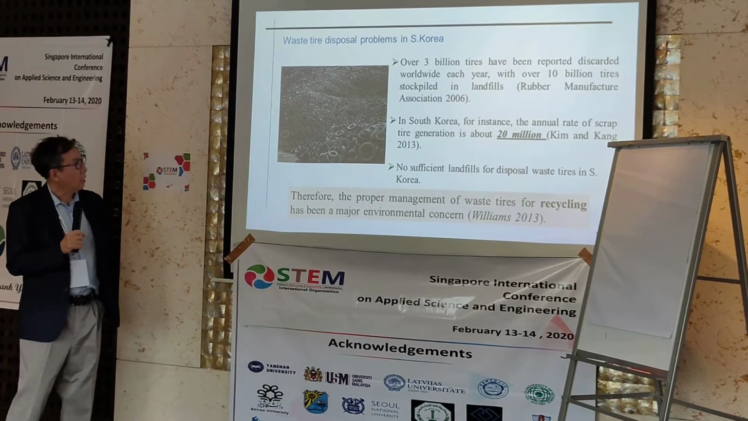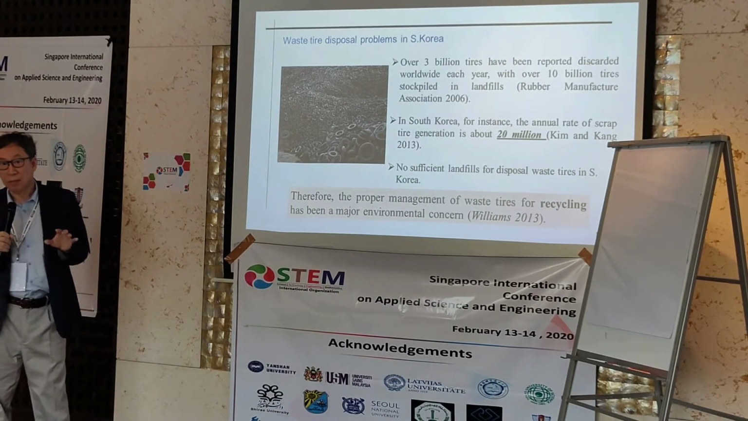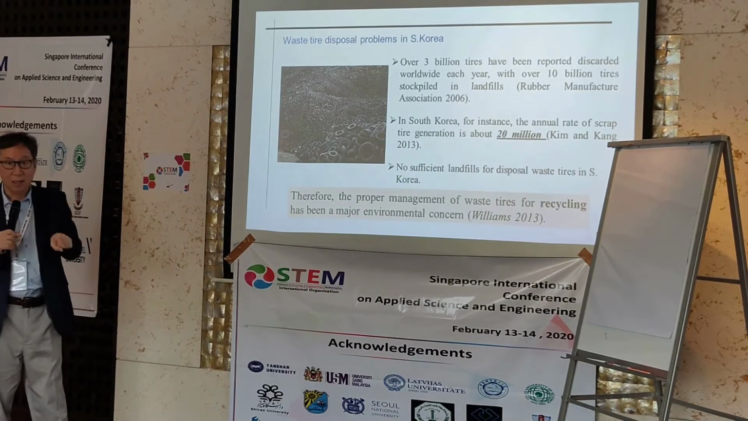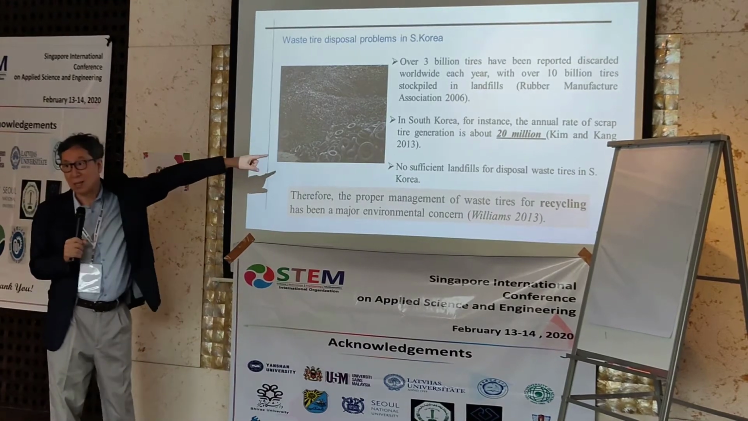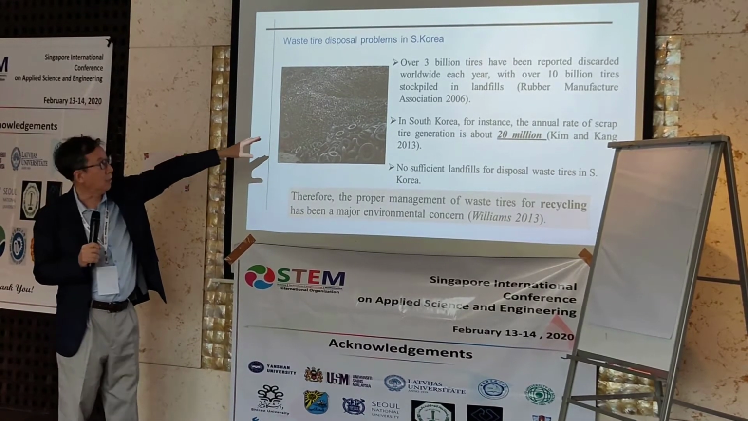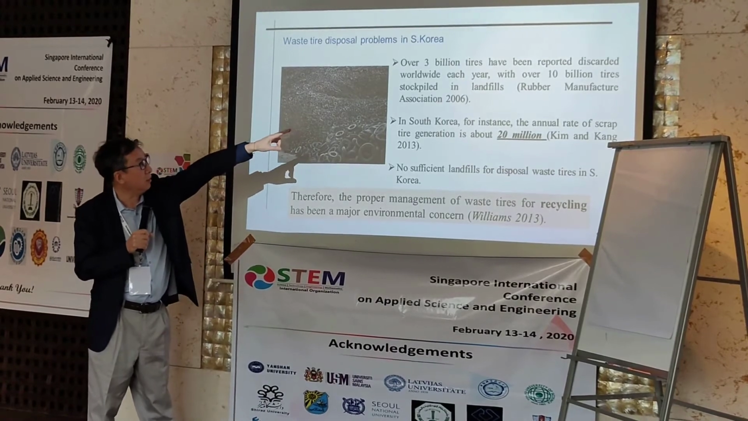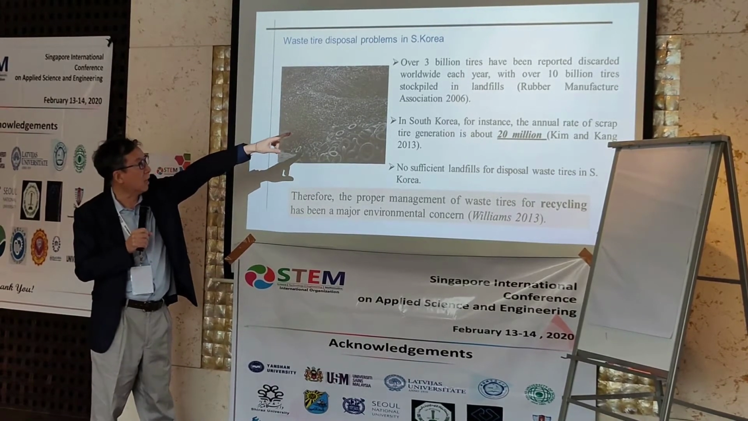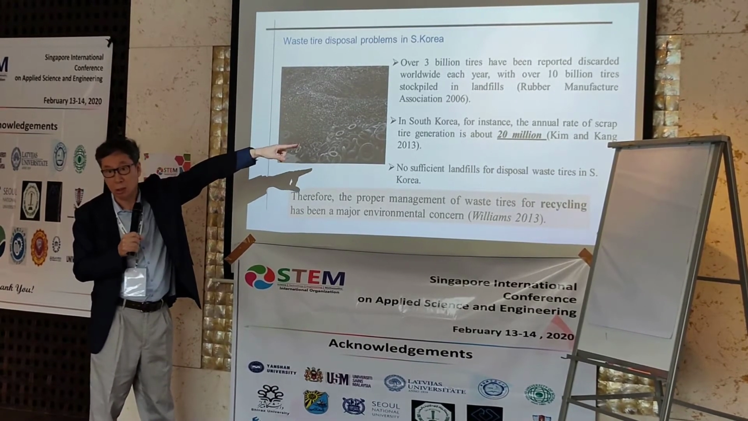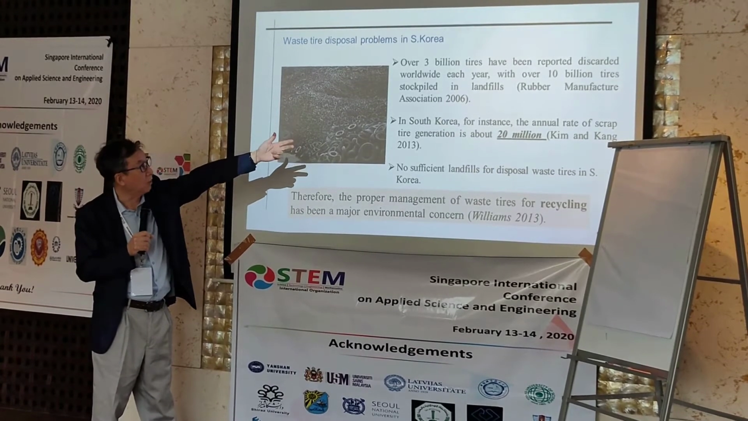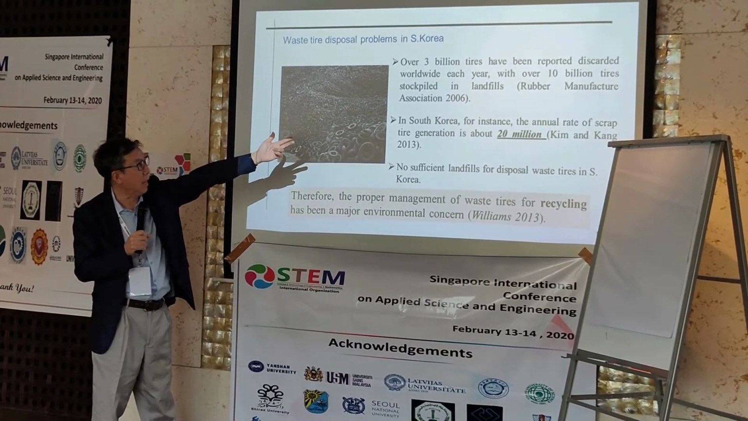Next. So I look at all different types of materials, and I'm focusing on waste tires. There are a lot of waste tires. For example, over 3 billion tires have been reported discarded worldwide each year, a huge number. Over 10 billion tires are stockpiled in landfills.